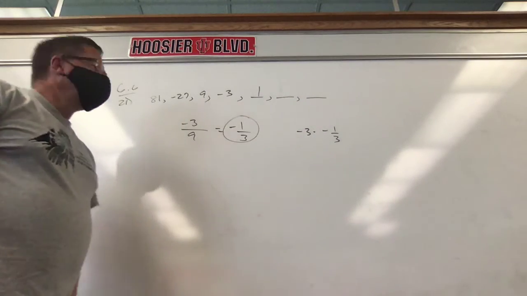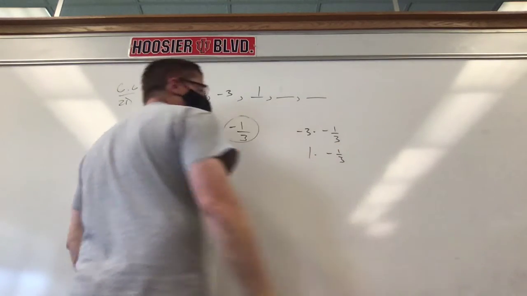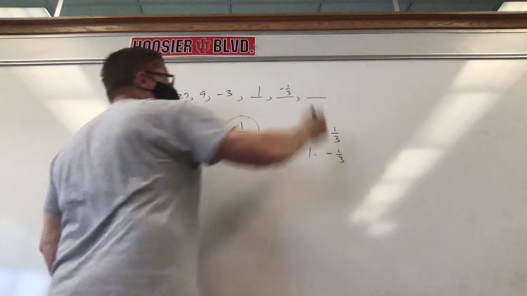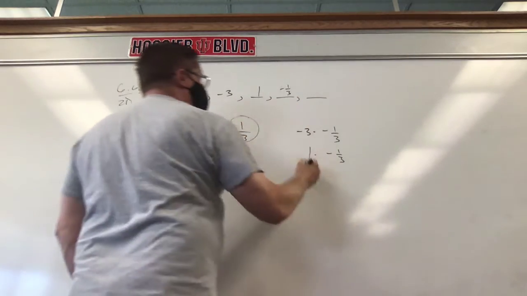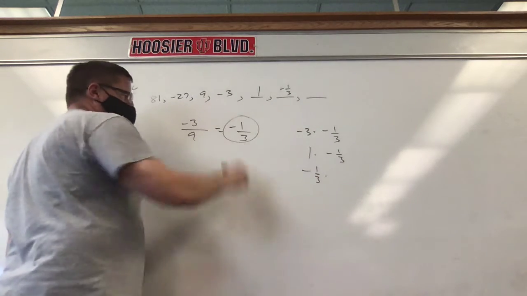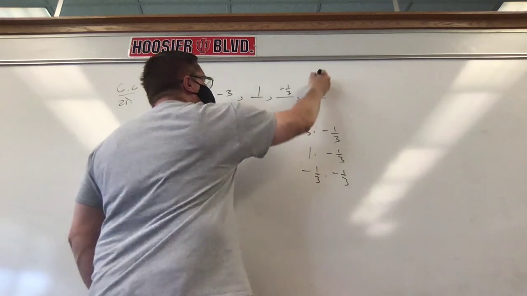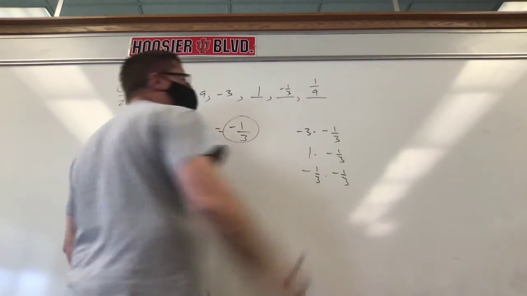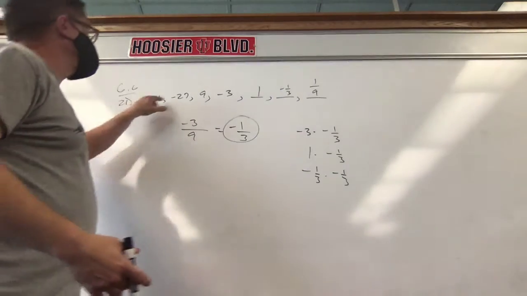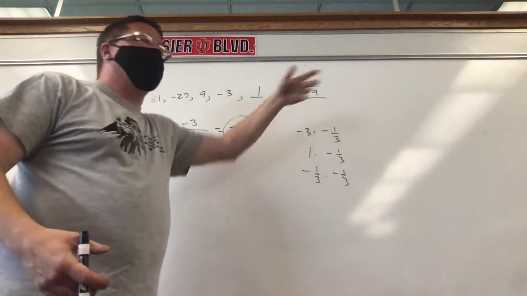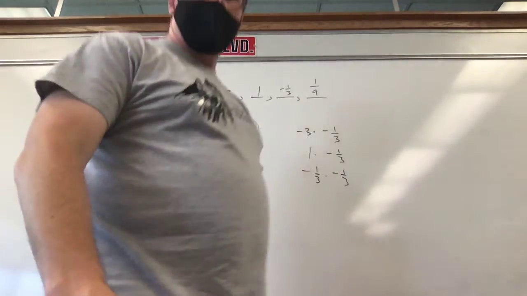Now you take 1 and times by what? Negative 1/3. What's 1 times negative 1/3? Negative 1/3, and times by 1, that's easy. Then you take negative 1/3 and times by negative 1/3 again. A negative times a negative is a positive. 1 times 1 is 1, 3 times 3 is 9. And again, it kept alternating: positive, negative, positive, negative, positive, negative, positive. The next one would be a negative number. 3 more to go.